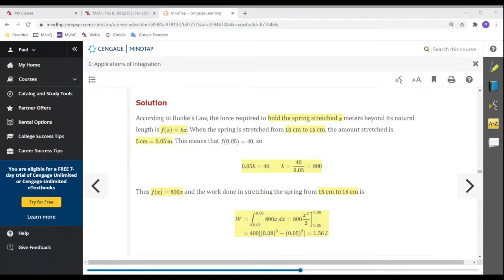Please let me know. K represents your spring constant. Depending on the spring, K will vary. Some springs are more rigid than other springs. So K is your spring constant. For this spring, we determined the spring constant to be equal to 800, and it's going to vary depending on the spring. All right, Justice, comfortable with that?